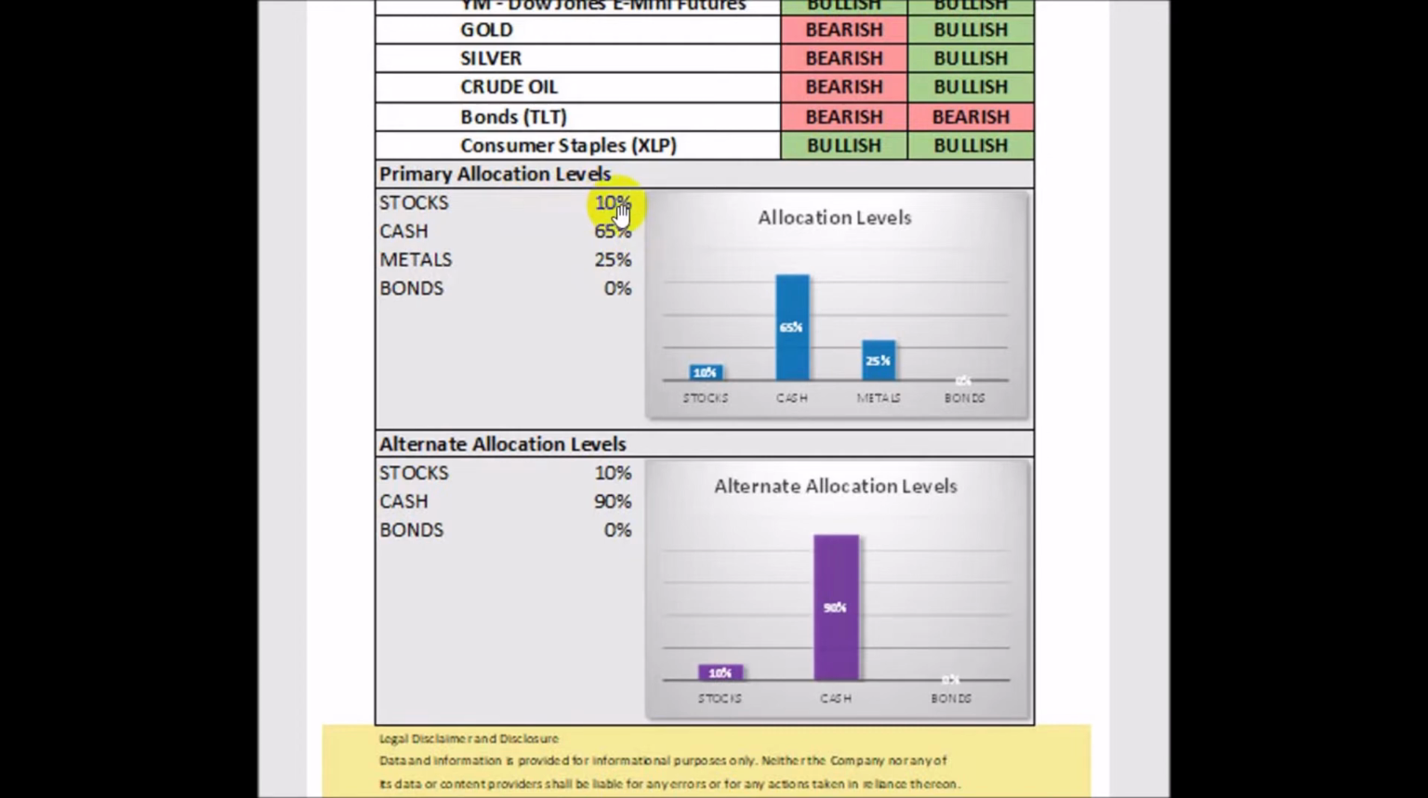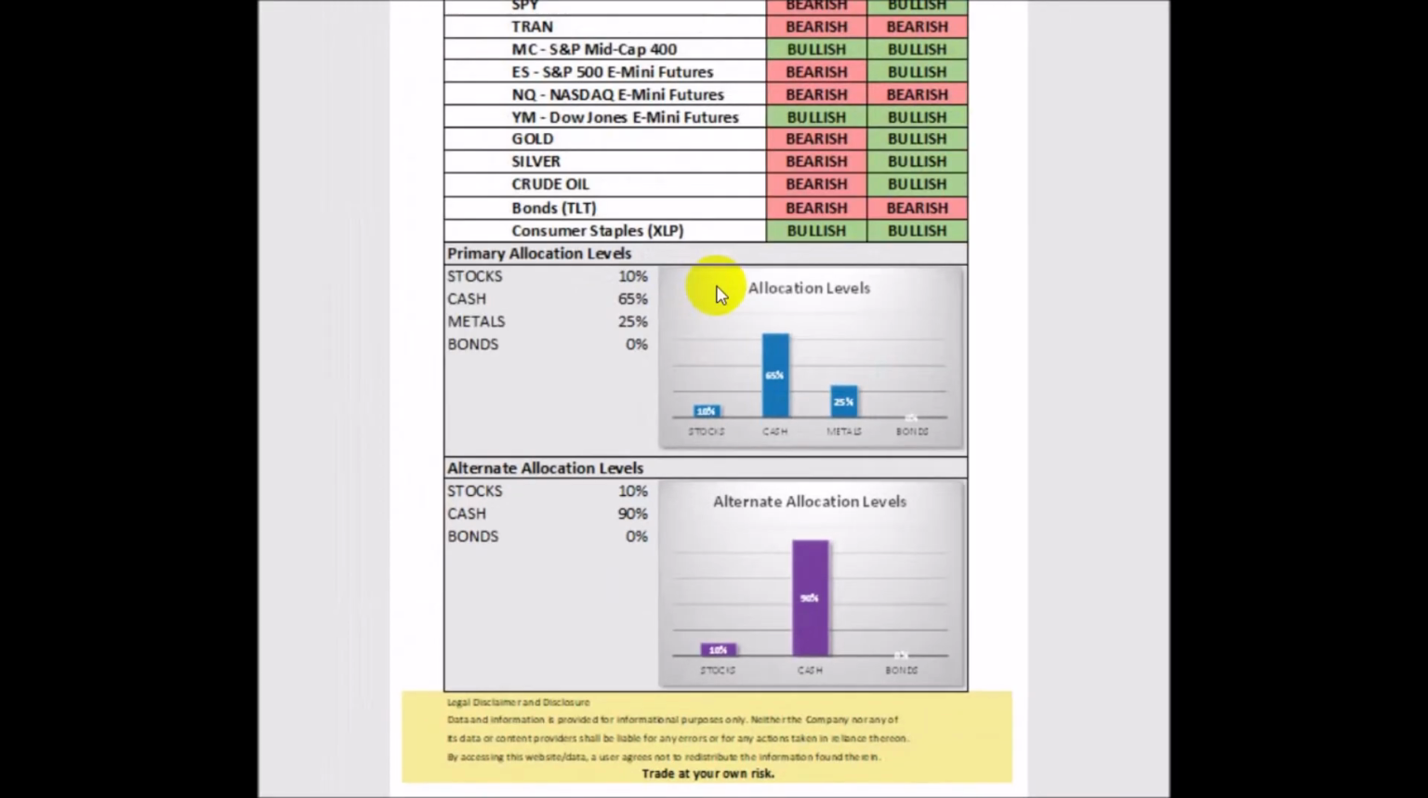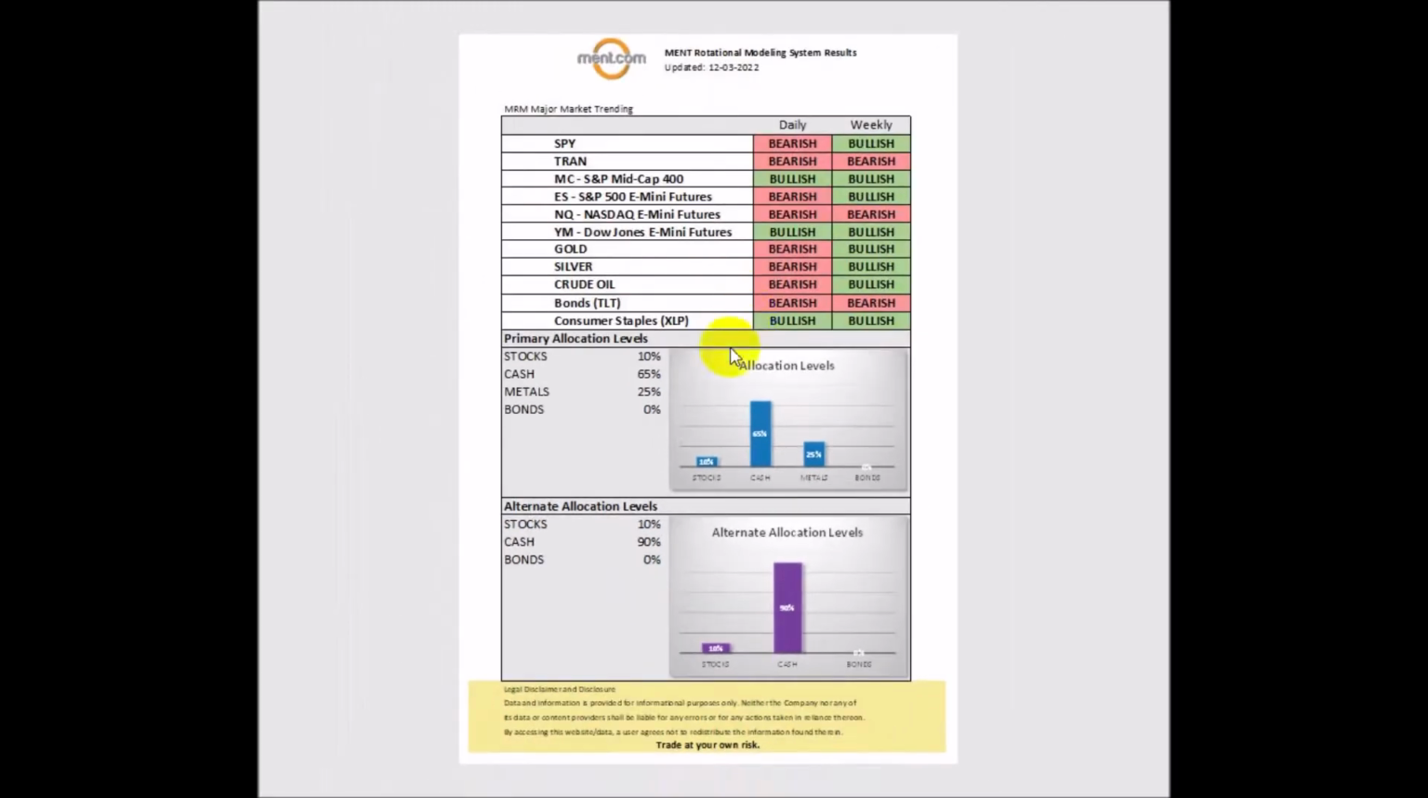If you take a 4% or a 6% or even a 10% loss on stocks, trading only 10% of your total allocation, that ends up being a 1% loss or less overall, because a 10% loss on stocks at only 10% of allocation is only 1%. So the idea here is we measure our allocation levels based on the rotational modeling system. We set our expectations here.